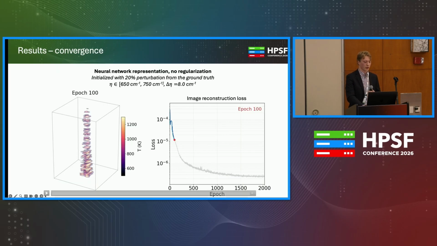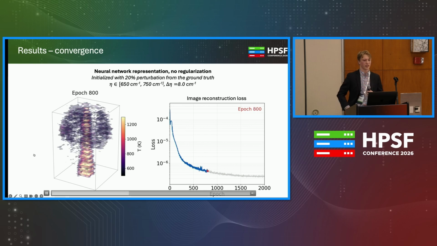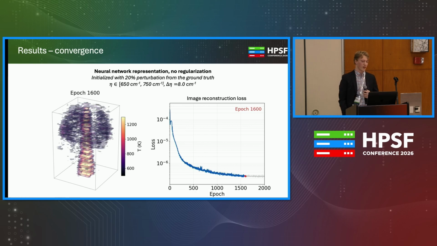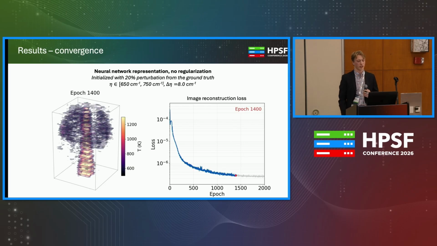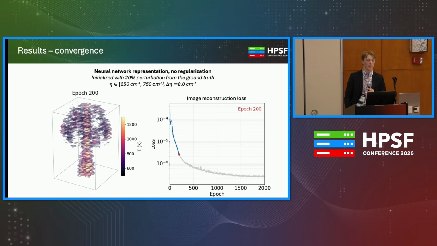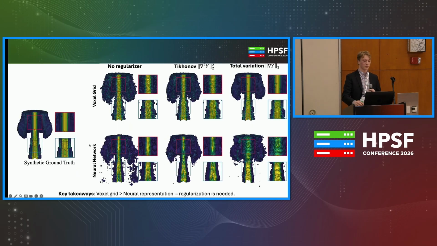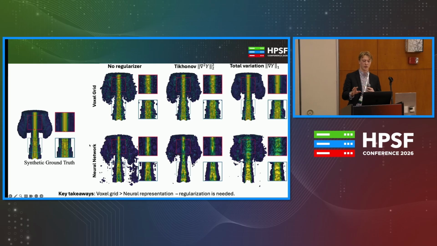So here's just a visual. I think I'm running out of time here. But this is a reconstruction as a function of the iteration of how the flame actually gets reconstructed, and it does a really great job. And these are the different representations. I won't go into detail here, but essentially we're able to reconstruct it in all kinds of ways, voxel grids or neural networks, and it does a really great job.